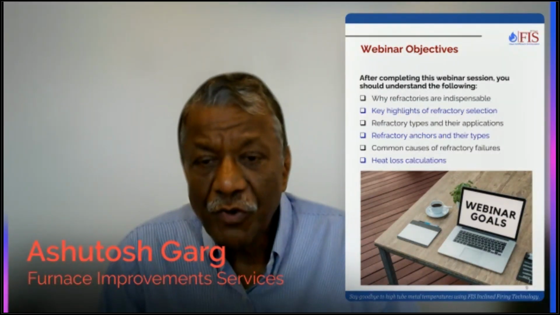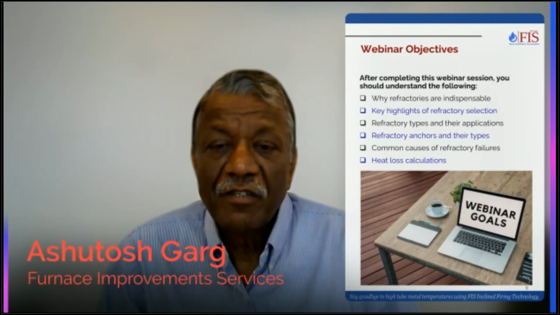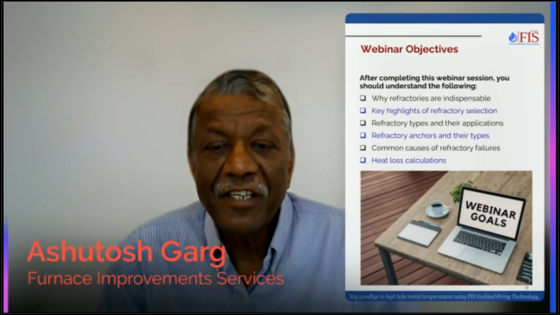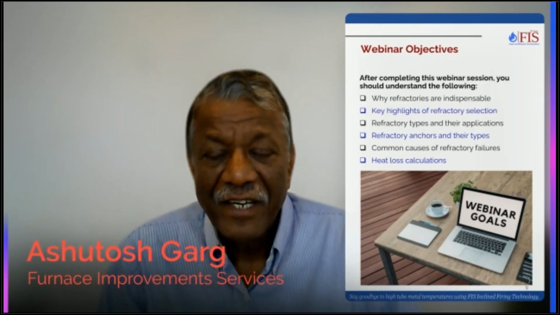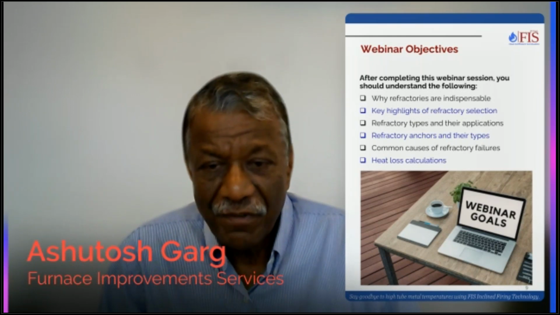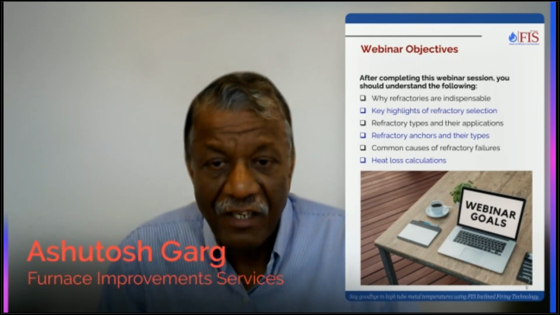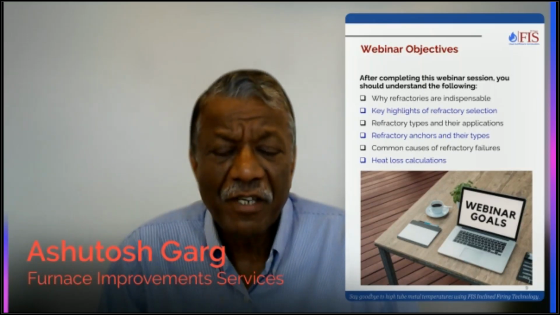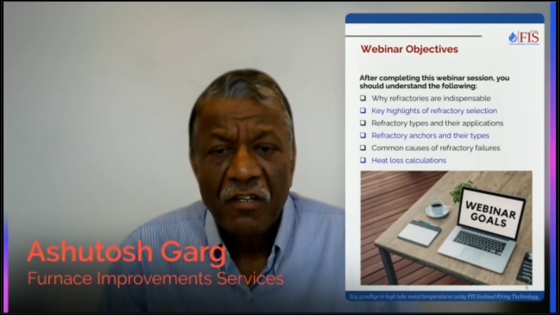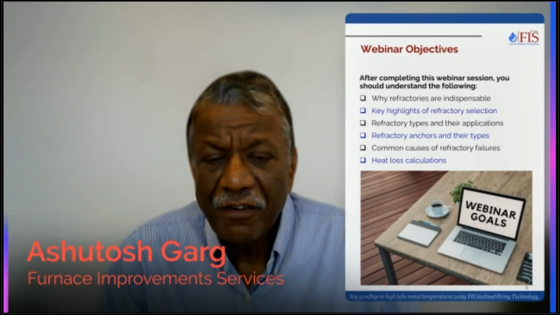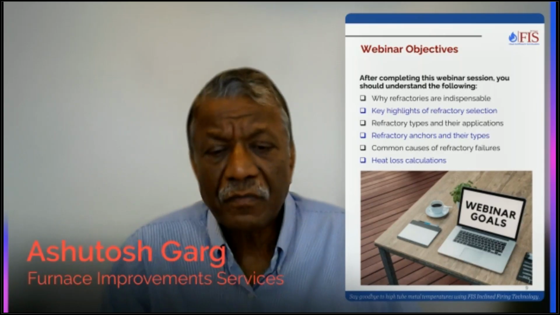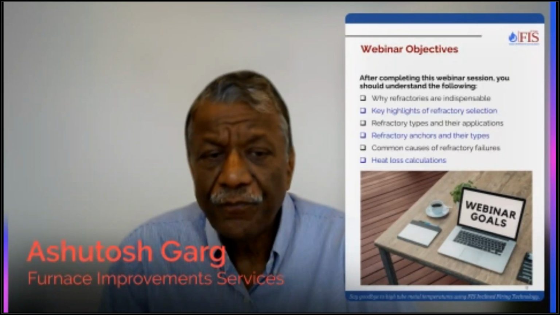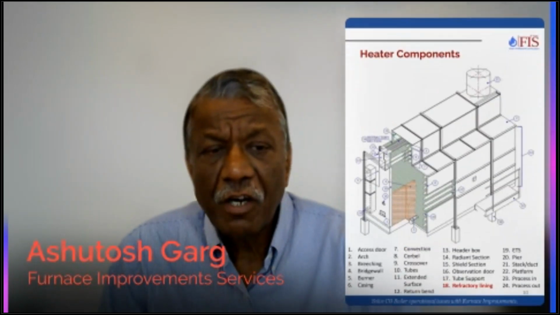Then when I came to the US, I saw even more problems. I saw companies using ceramic fiber in the convection section and that getting lodged in the fin tubes, blocking the convection section. So lots and lots of problems I have seen with ceramic fiber and castable. You have to be very careful to make sure that you don't get into those problems. Anchors are a big issue, so we will talk about it.